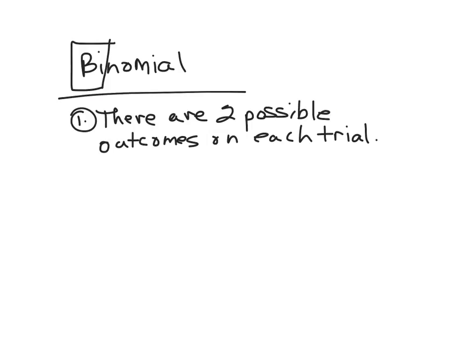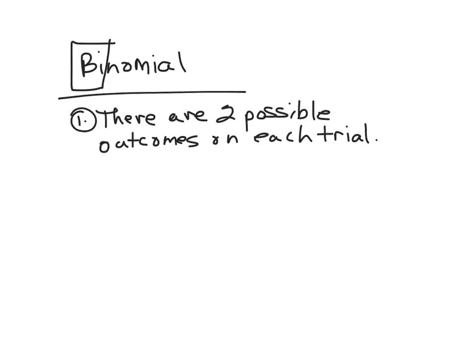But other experiments can be considered binomial even though you wouldn't think they would. For example, if I roll a die, you might be thinking to yourself, well, there's 6 possible outcomes if I roll a die. That's true, but if I say, I'm going to roll a 5, I'm interested in rolling a 5. Well, then I can either get a 5 or I can not get a 5. I can get something else. So we boiled it down to 2 possible outcomes.